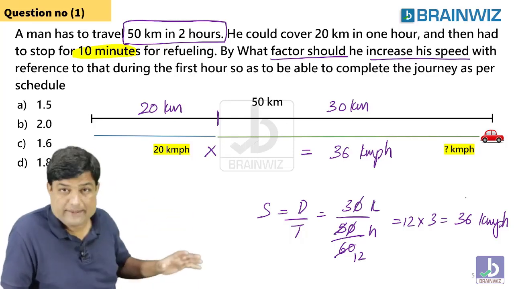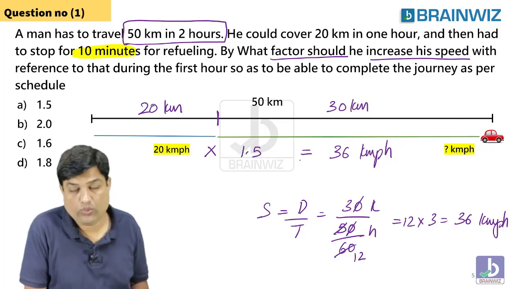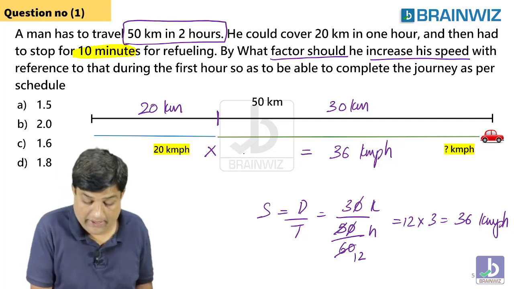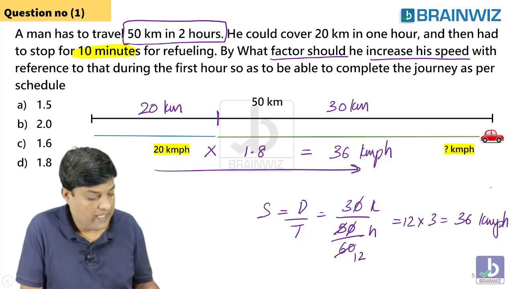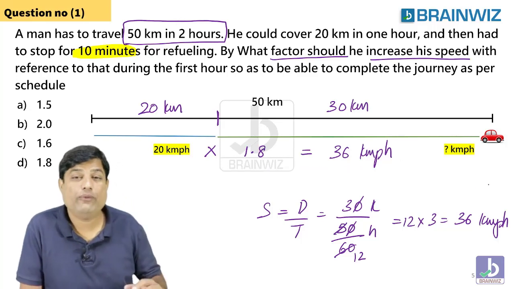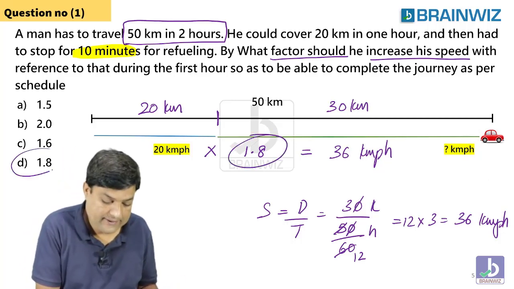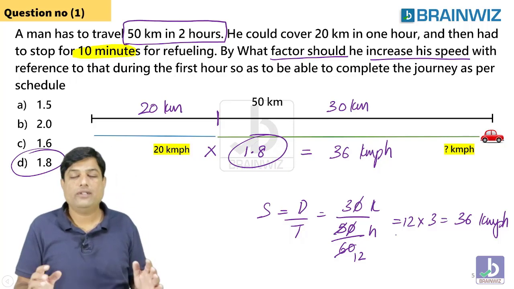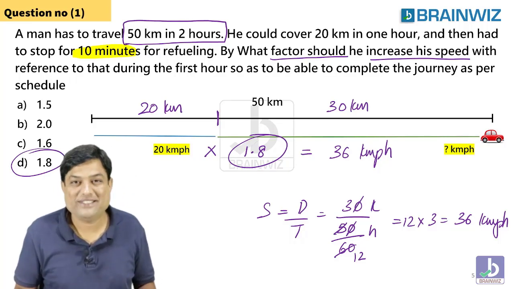So should he double his speed? Is it 2 times? No. Is it 1.5 times? No. So we all know that 20 into 1.8 makes 36. So by what factor he should increase his speed is 1.8. The best answer is 1.8. I believe you have understood this time, speed and distance question, guys. Let's try to go for the next question.